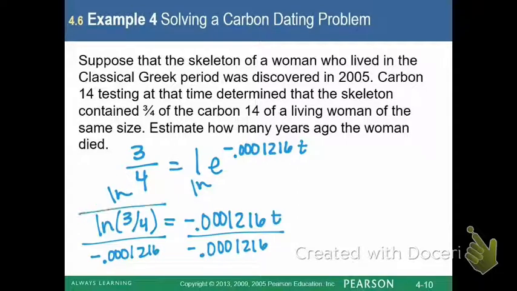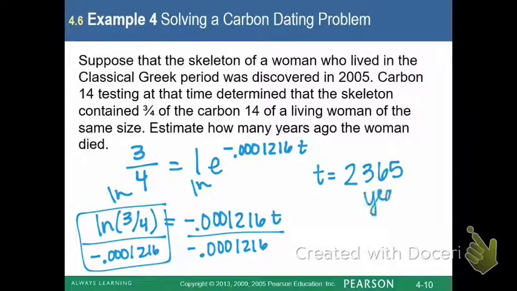So go ahead and plug this into your calculator. And we'll go ahead and round. It says estimate how many years ago the woman died. So about 2,365 years ago.